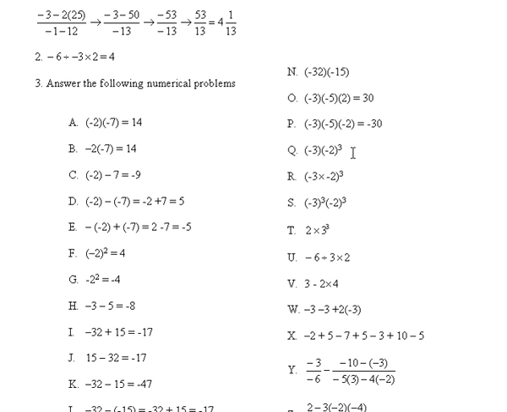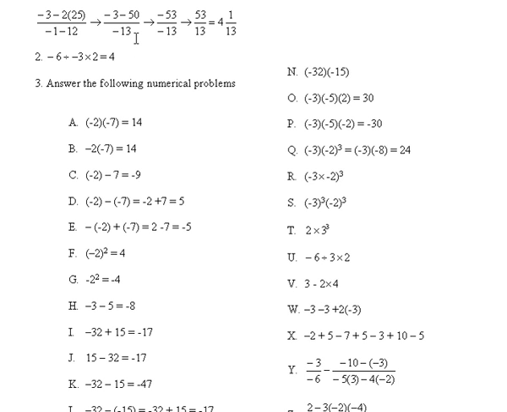On this problem, make sure that you do the exponent first, so we'd have negative 3, and then a negative 2 cubed is negative 2 times negative 2 times negative 2, or negative 8. If you multiply those together, you'd get positive 24.